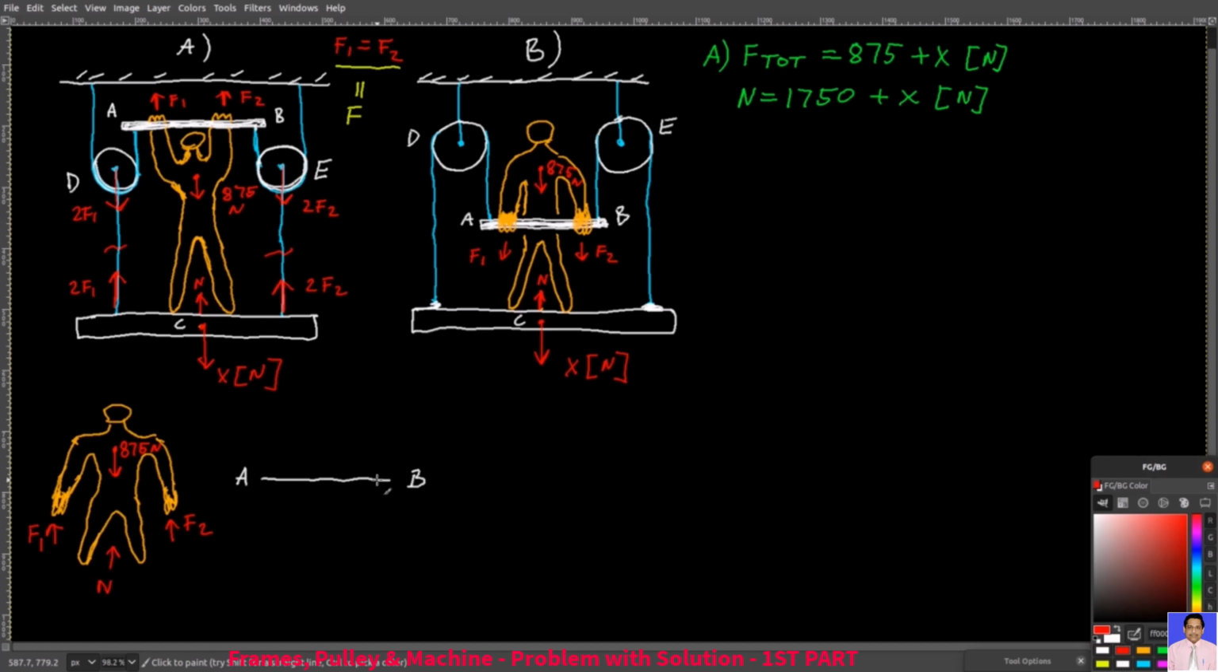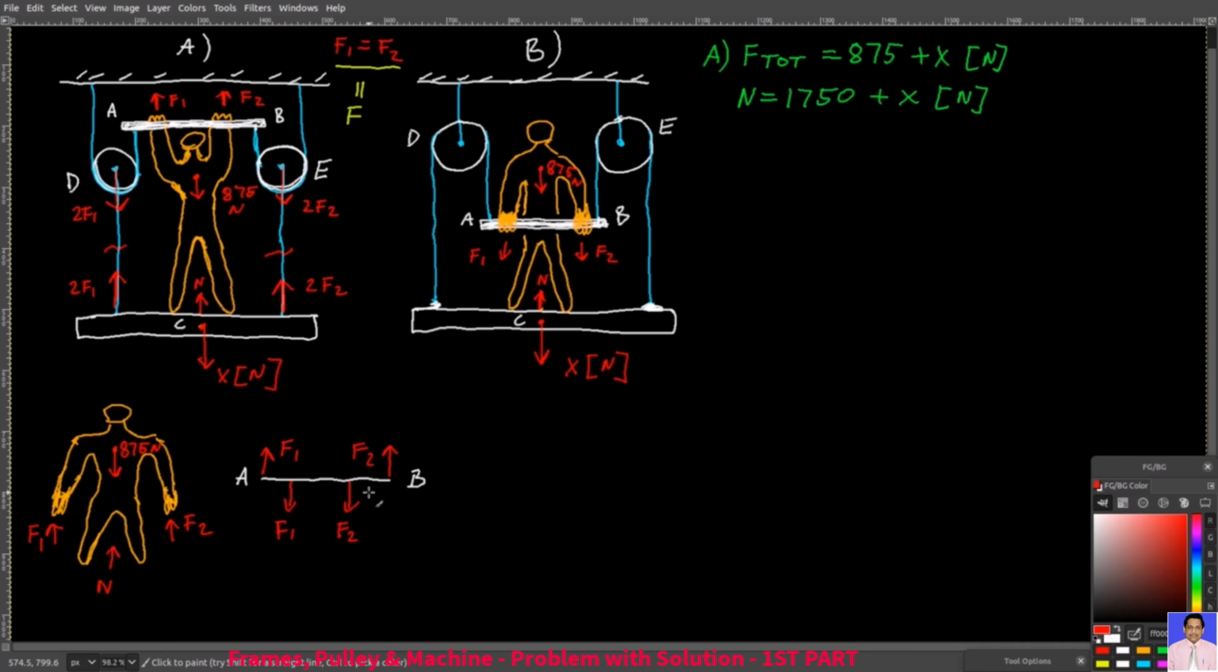Then we draw a free body diagram to the AB rod. Again, the rod is in equilibrium. The guy applies F1 and F2 forces downwards to the rod, and then the cables from pulley D and E apply those forces upwards, respectively. Everything is upside down compared to case A.